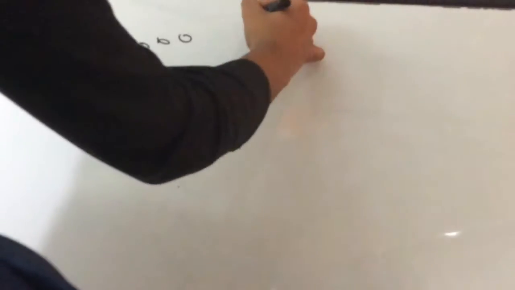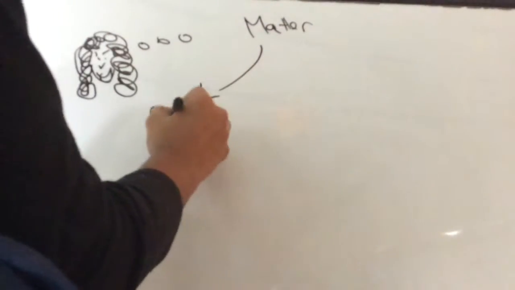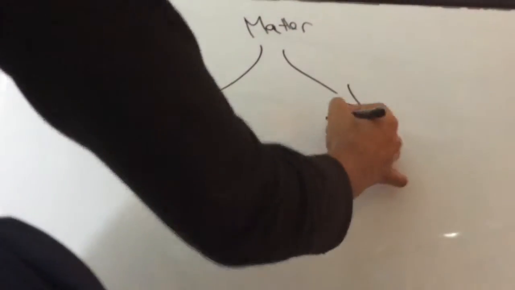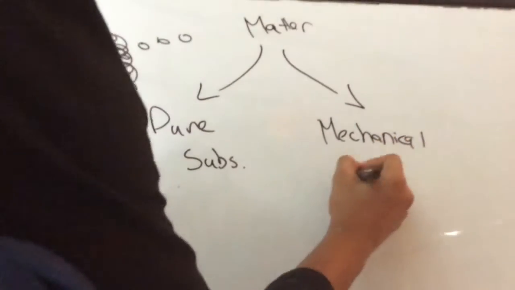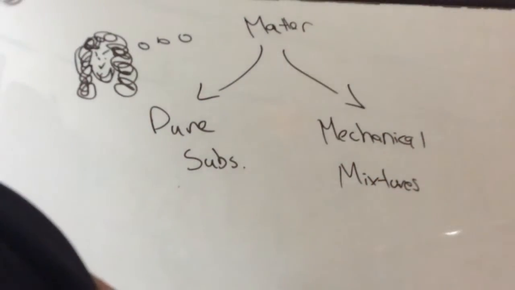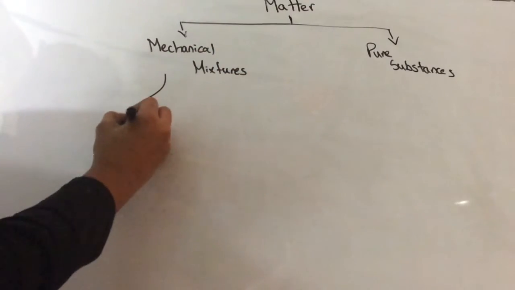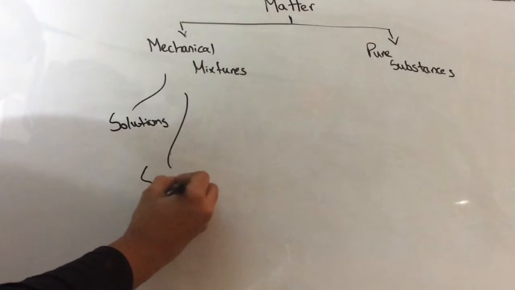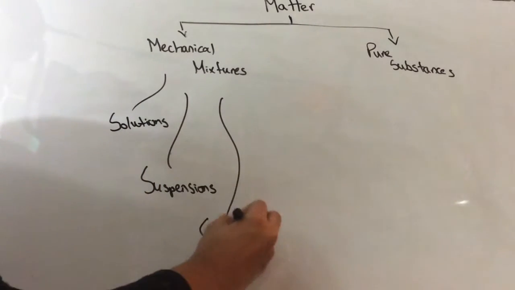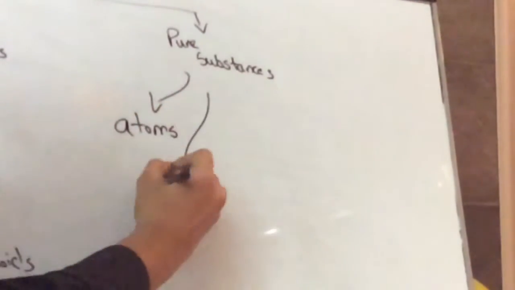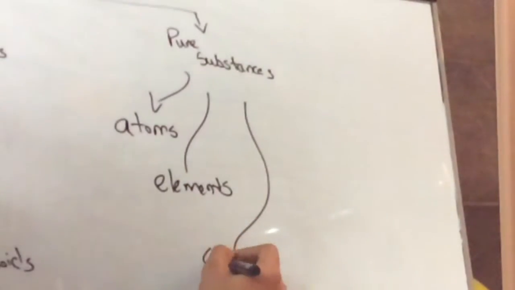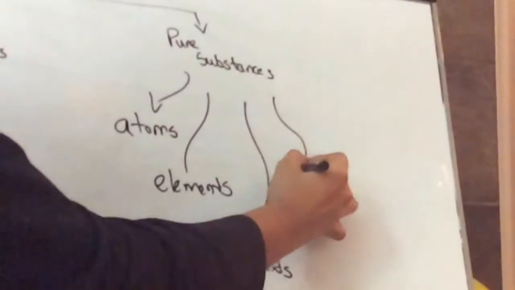Back in the day, when discoveries were just beginning, historic scientists divided matter into two parts: mechanical mixtures and pure substances. This made it way easier to identify molecules and atoms and group them into different categories. Each of these two parts was divided into a good number of categories. Mechanical mixtures consisted of solutions, colloids, and suspensions, while pure substances consisted of atoms, elements, compounds, and molecules.